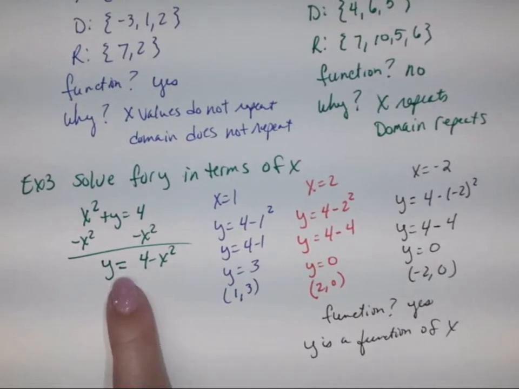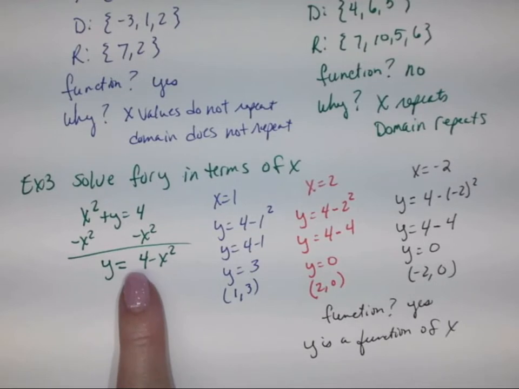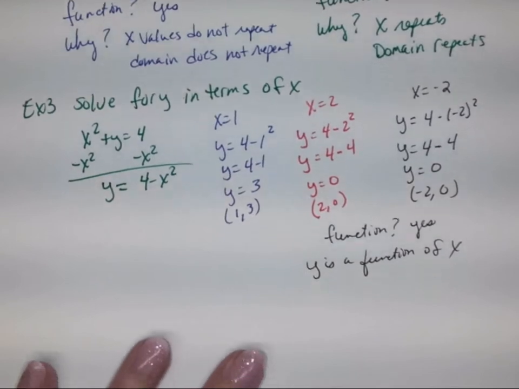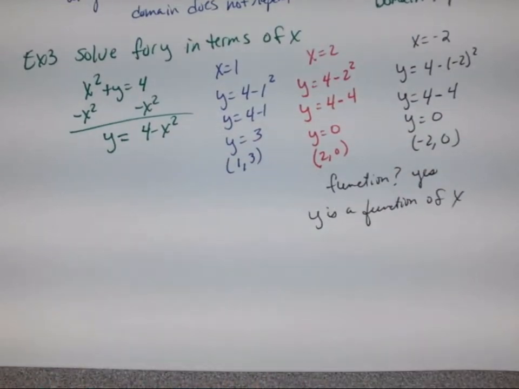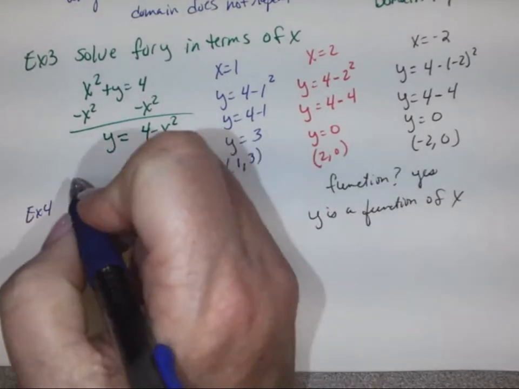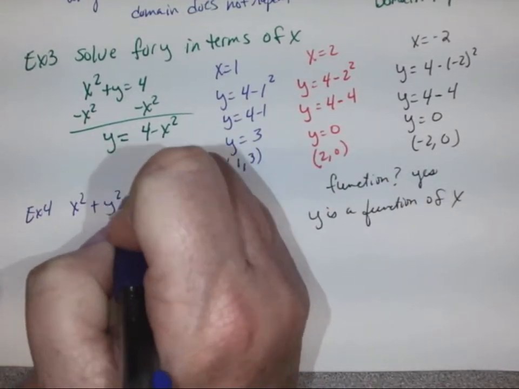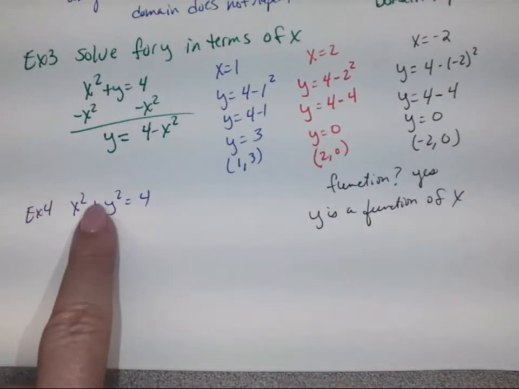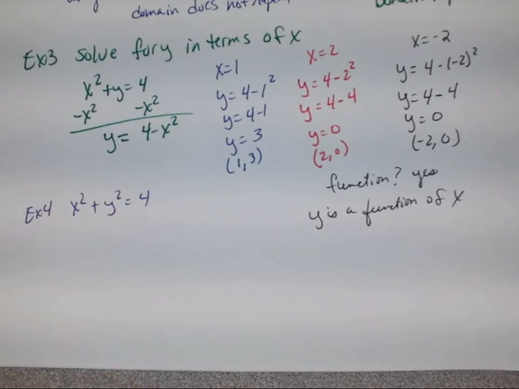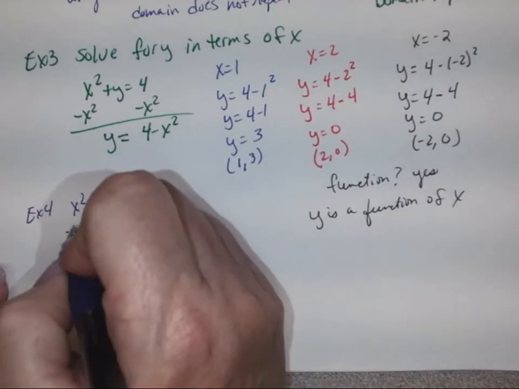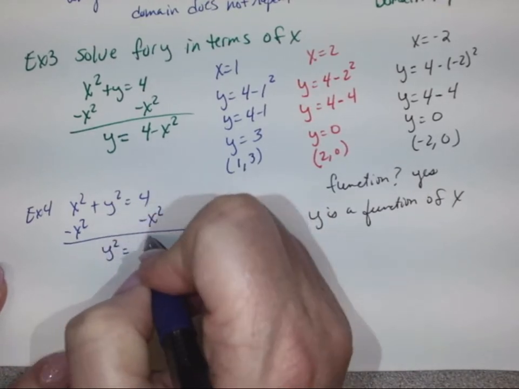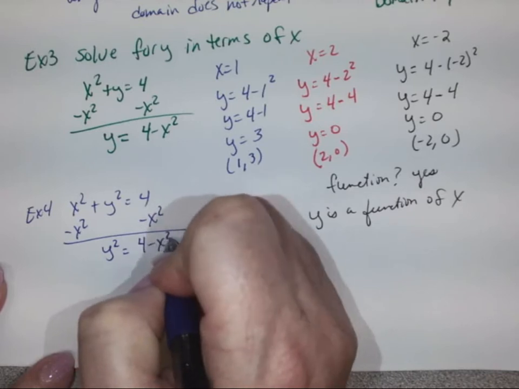All right, let's look at this for 1 second. Notice that we have y is equal to, whatever happens here, there's only one equation. And I want you to take note of that as we look at the next example. So for example 4, we are given x squared plus y squared equals 4. Notice it's very similar to the equation we started with last time, but there's a slight difference. So this time we're going to do the same thing we did before, so let's subtract our x squared. And now we have y squared is equal to 4 minus x squared.